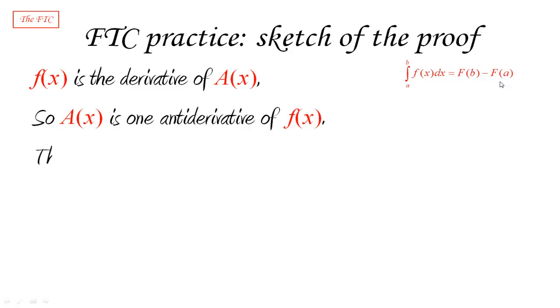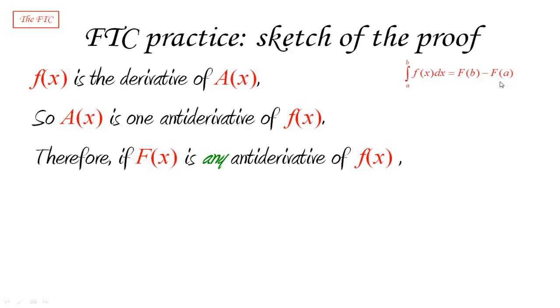Okay, all right, so what we're going to do, let's pick any antiderivative. Remember that the statement of the FTC does not specify which antiderivative we need to pick. Just pick any one. Okay, so let's say capital F of x is any antiderivative of little f of x. Okay, so that means that A of x, being one of the antiderivatives, is going to be different from F of x just by a constant. So A of x is going to be equal to F of x plus c. But how much is c? Turns out we can compute it very easily.